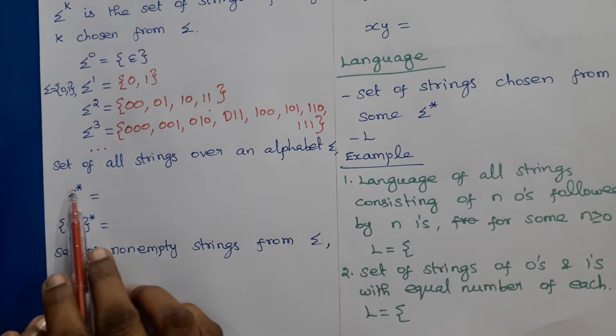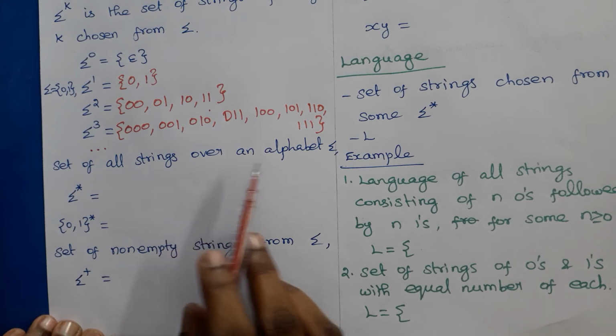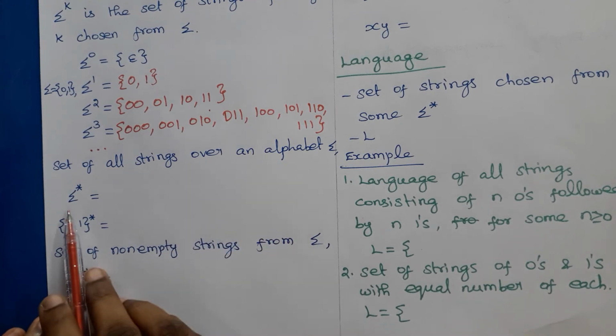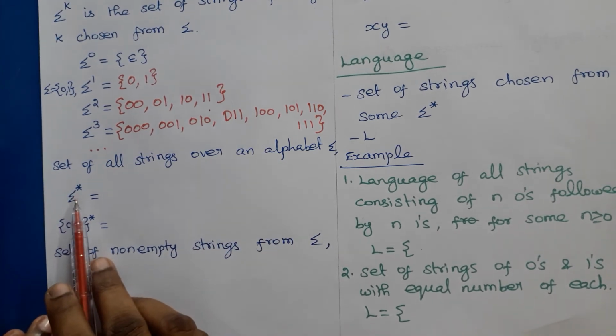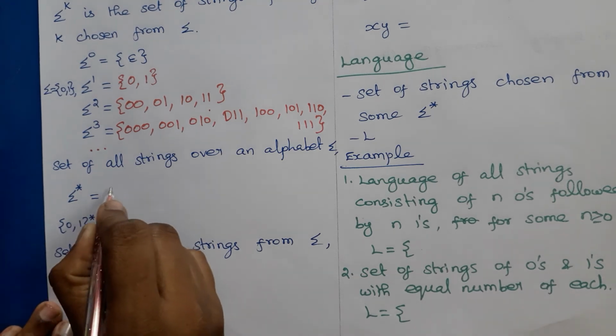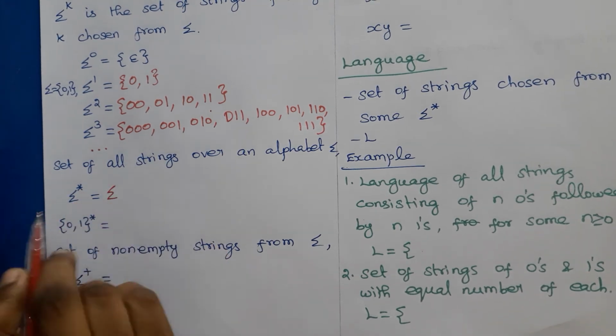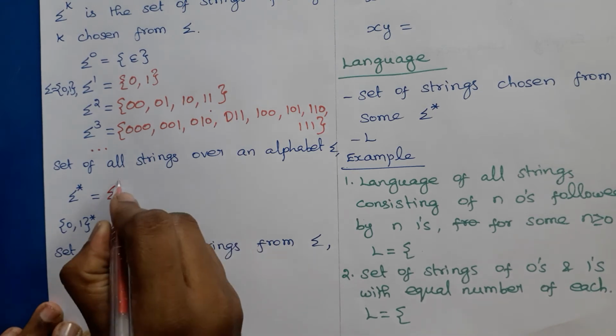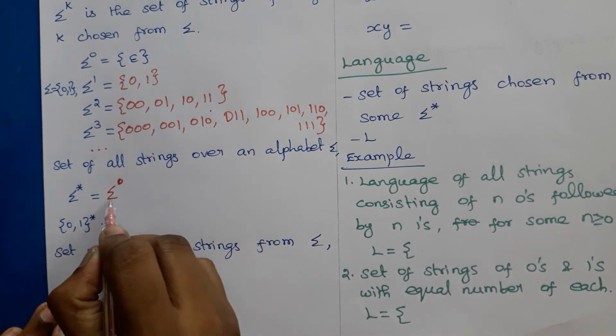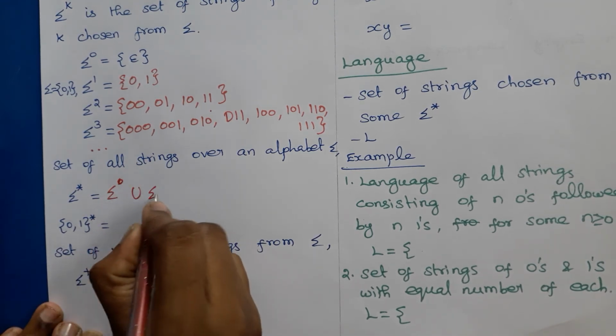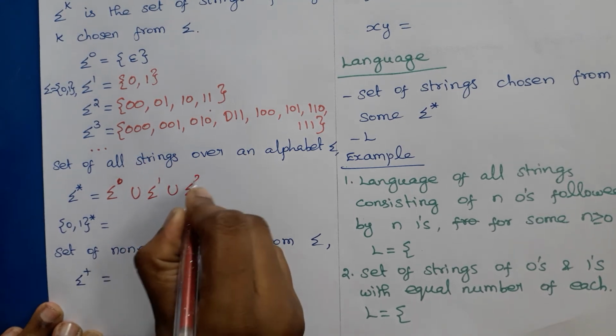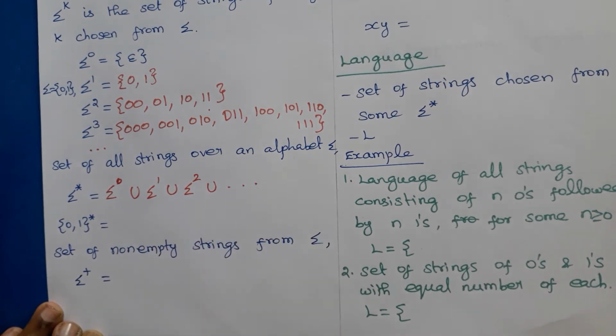Then the next one is the set of all strings over a particular alphabet, denoted by sigma to the power star. Sigma to the power star means the set of all strings of any length. So it is sigma to the power 0 union sigma to the power 1 union sigma to the power 2, and so on up to infinity.